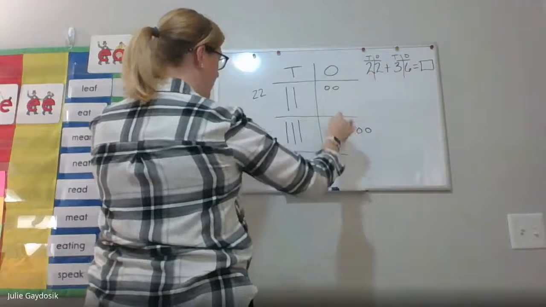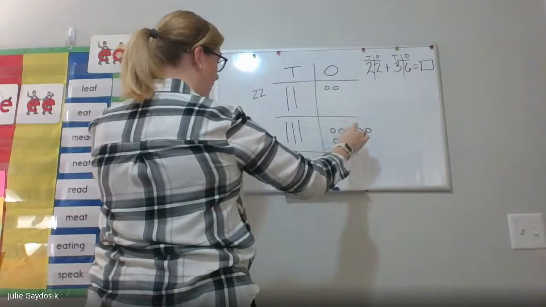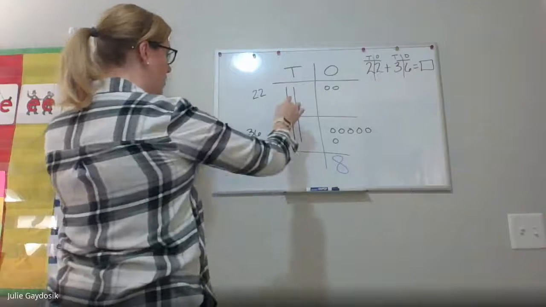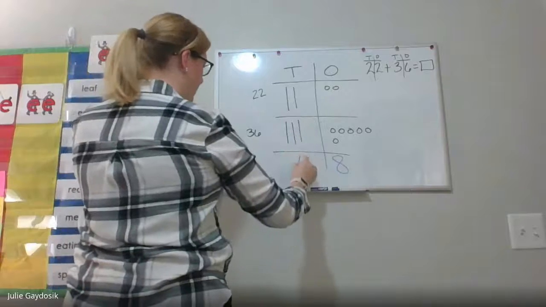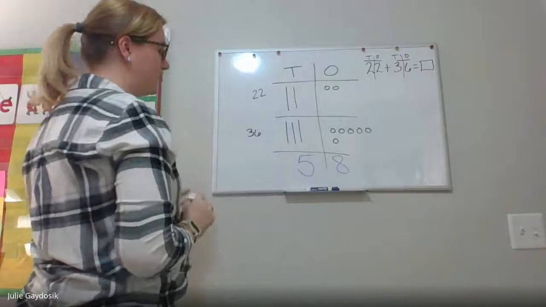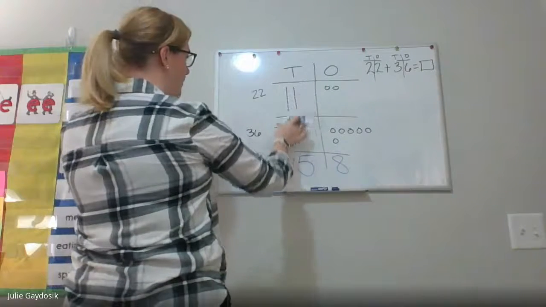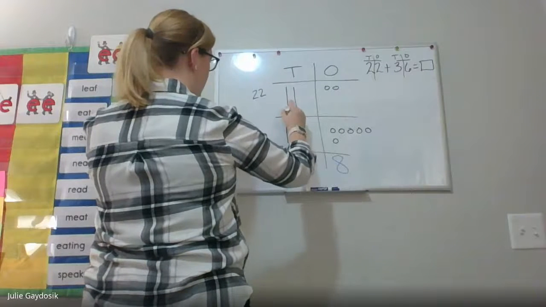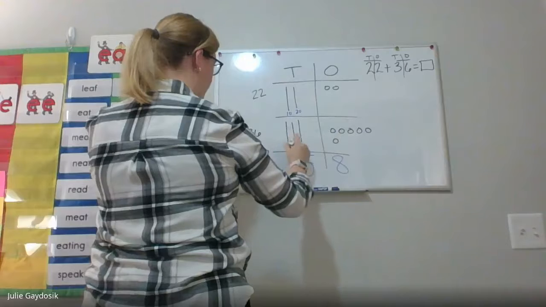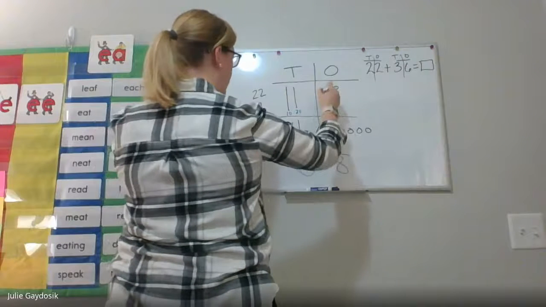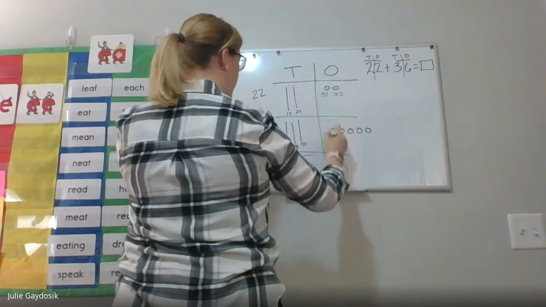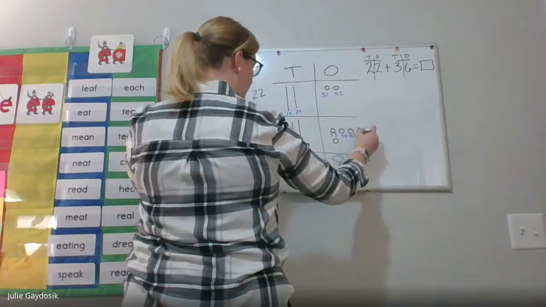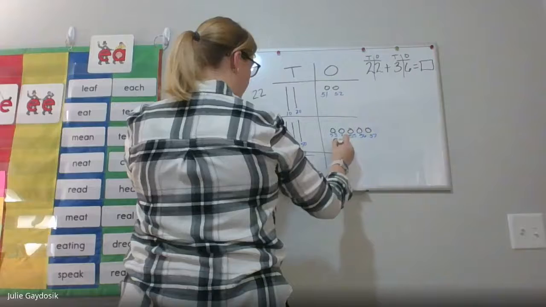Now what I'm going to do is count my ones first. 1, 2, 3, 4, 5, 6, 7, 8. And then I'm going to count my tens. 1, 2, 3, 4, 5. Now, the next way to double check is you could count all of your tens first and then count your ones. So you could go 10, 20, 30, 40, 50, 51, 52, 53, 54, 55, 56, 57, 58.